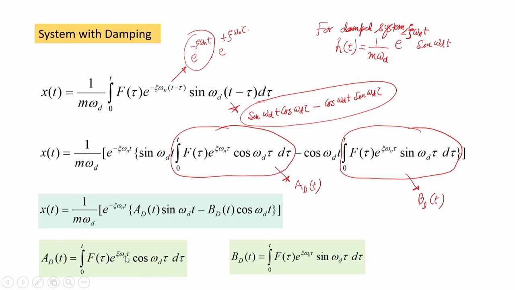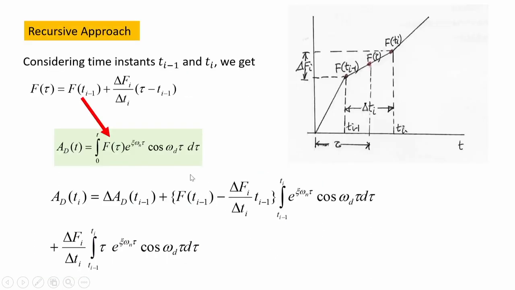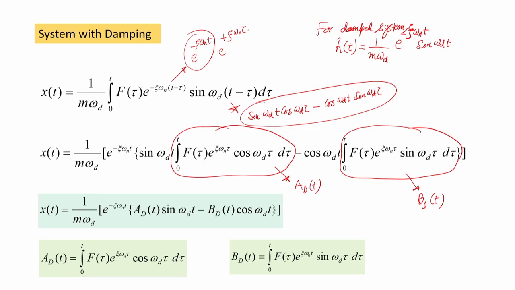So f(tau) e to the power xi omega n tau cos omega d tau d tau, integration 0 to t, gives you A_d(t). Similarly, B_d(t) is given by integration 0 to t f(tau) e to the power xi omega n tau sin omega d tau d tau. So this integral expression has to be found out, and the numerical integration can be carried out if the form of f(t) is known, or in discretized form if f(t) is available. Then we can use any of the standard numerical integration procedures to calculate A_d and B_d, and then we can find out the response x(t).